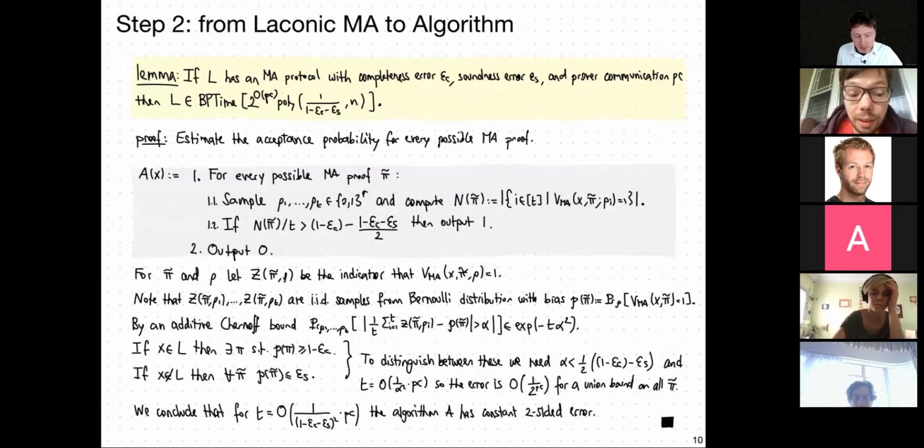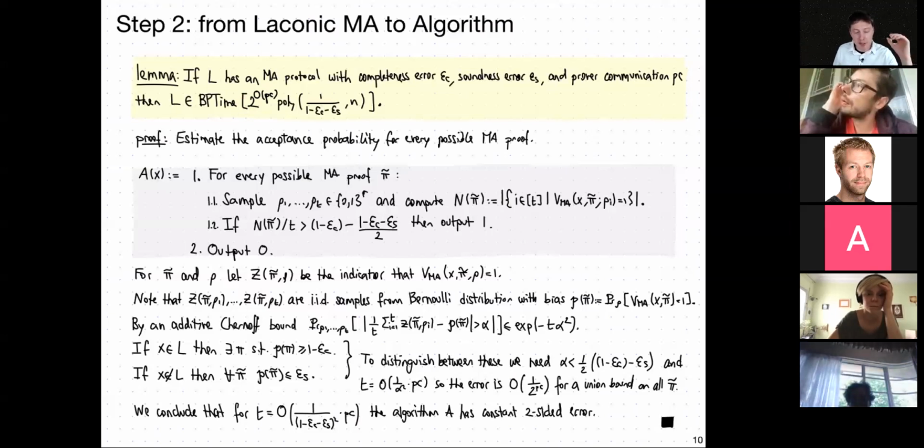Well, it doesn't matter where they come from. There's only so many. Because the MA proof has size at most PC bits, we can go over all 2 to the PC bits. And that's all of them, right? Because we only need to distinguish whether there exists a proof with high probability or all proofs have small probability. So you mean that we only randomize over the randomness of the verifier, right? Yes, exactly.